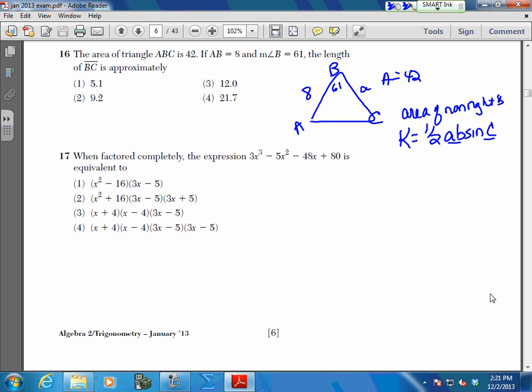Notice these 3 letters are different. So if your angle is B, you want the other 2 letters right here, A and C. Then just plug it in. 1/2, I don't know A, I know C is 8, and I know the sine of 61. And I know my area is 42.